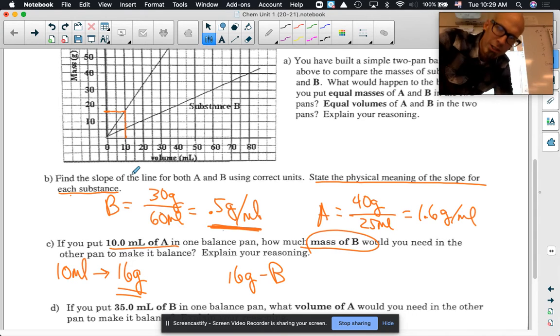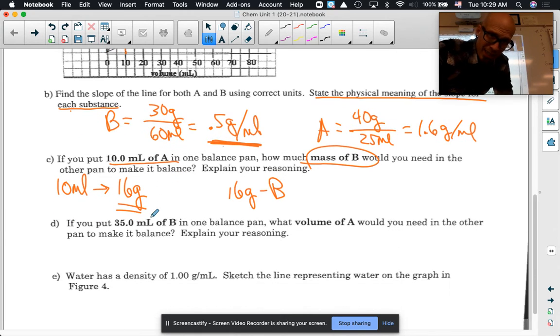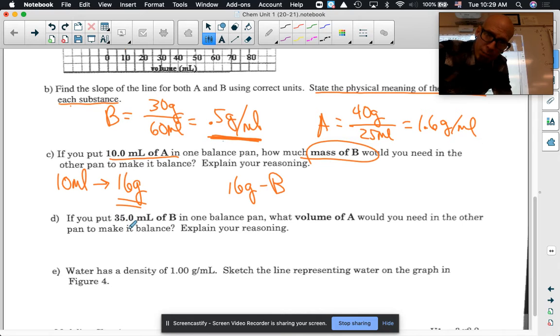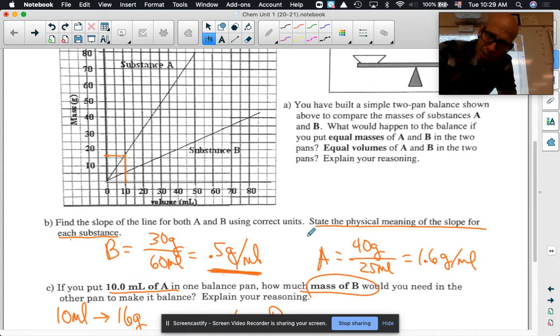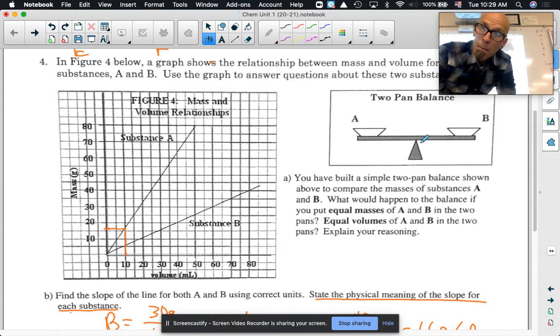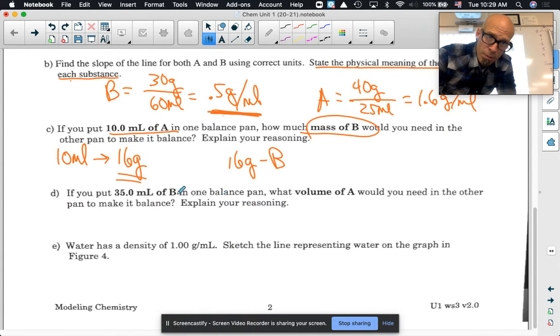So kind of a weird question. They gave you a volume of A, but they want to know how much mass of B you will need. Now, question D is even weirder. It says, if you put 35 mLs of B in one balanced pan, what volume of A would you need in the other pan to make it balance? Again, what does a balance compare? Mass, not volume. But they gave us a volume, and they're asking for a volume.